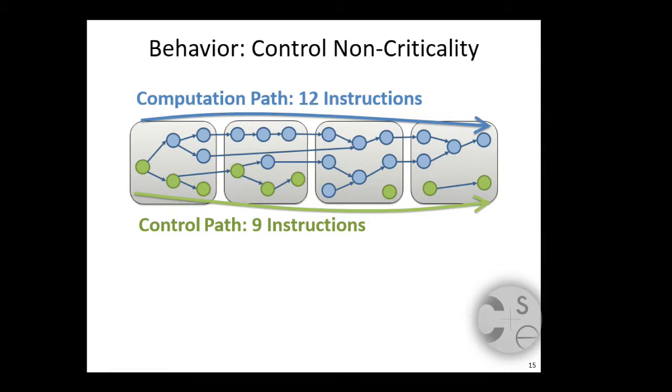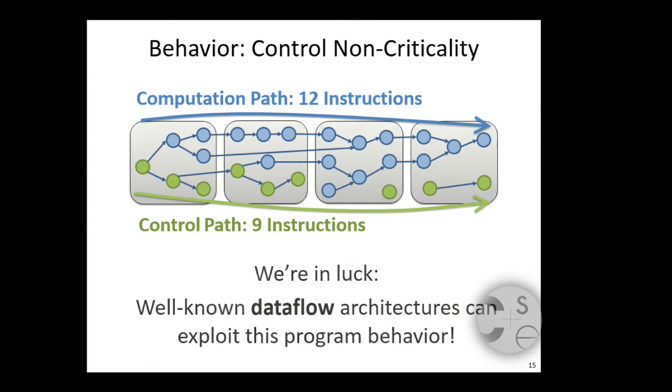So, okay, fine, this is some program behavior, but why is it important? Well, this program behavior is prevalent across many types of workloads like graph traversals, linked list traversals, sparse matrix multiplication, dynamic programming, and even more importantly, we can actually exploit this program behavior with well-known data flow architectures. Now, in order to explain why a data flow architecture makes sense on this type of workload, I need to explain what the difference is between a general purpose architecture and a data flow architecture.